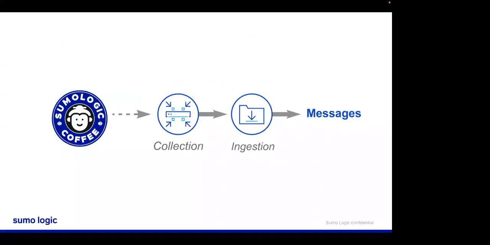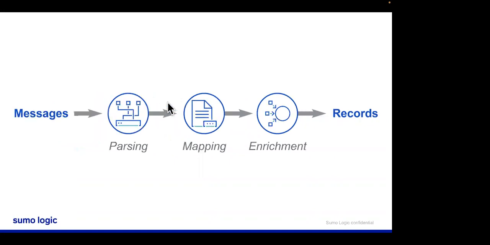If we are, say, Sumo Logic Coffee, which our main job is to provide a great tasting cup of coffee, right? Sumo Logic Coffee, this fictitious company, uses a Cloud SIEM product. And so they take all their logs, their transactional logs, their security logs, their firewall logs, their various other logs, and they go through this process of collection and ingestion. They go through this process of parsing, mapping, and enrichment.